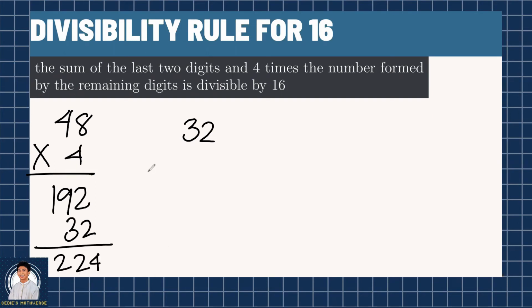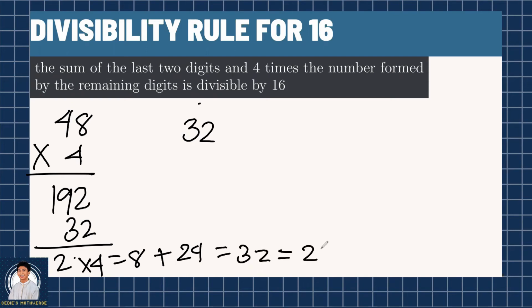Then 24 will be removed. Then we multiply 4 to 2, which is 8, plus 24 equals 32, a number we know is equal to 2 times 16, a clear multiple of 16. Hence, 4,832 is divisible by 16.